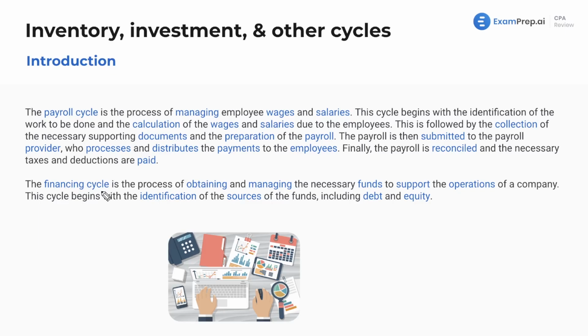Lastly here, the financing cycle. This is the process of obtaining and managing the necessary funds to support the operations of the company. As I mentioned, you've got that natural progression where you finance, then you invest, and then you operate. The cycle begins with the identification of the sources of the funds, including debt and equity. How are we going to raise money? Are we going to go to the bank, try to get some debt, or are we going to sell parts of our company through stock?